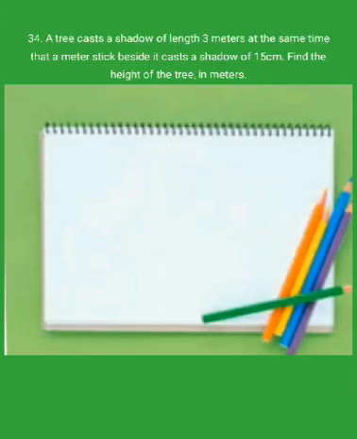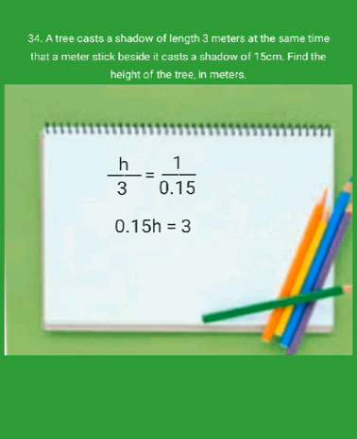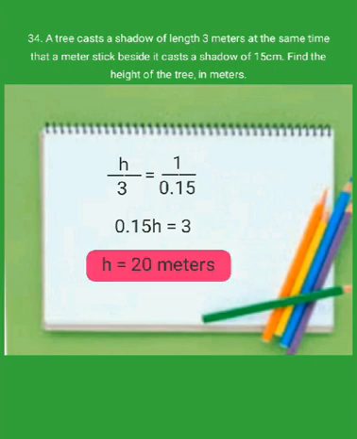A tree casts a shadow of length 3 meters at the same time that a meter stick beside it casts a shadow of 15 centimeters. Find the height of the tree in meters. That will be height is to 3 is equal to 1 is to 0.15. By cross multiplication, we have 0.15h is equal to 3. And by dividing both sides by 0.15, the value of h is equal to 20. Therefore, the height of the tree is 20 meters.